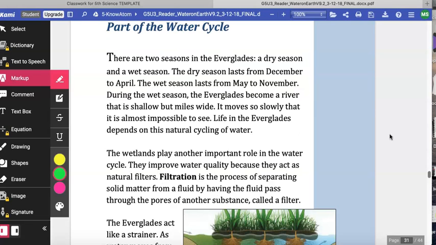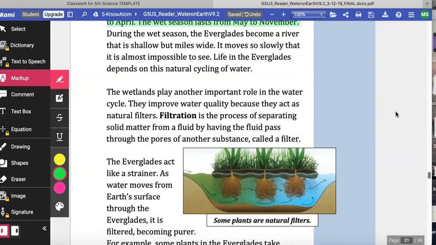There are two seasons in the Everglades, a dry season and a wet season. The dry season lasts from December to April. The wet season lasts from May to November. During the wet season, the Everglades become a river that is shallow but miles wide. It moves so slowly that it is almost impossible to see. Life in the Everglades depends on this natural cycling of water.